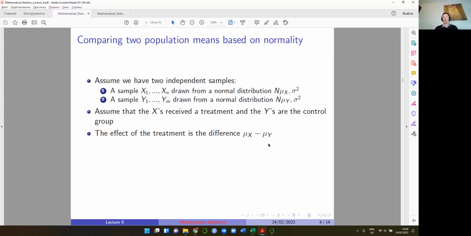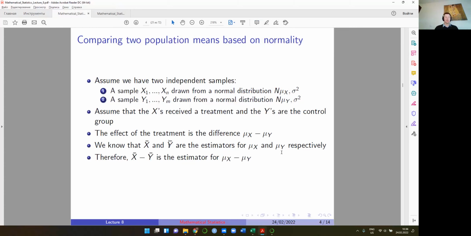Well, we know how to estimate the population mean. We know that x bar, the sample mean, is the estimator for the population mean, mu x, and y bar is the estimator for mu y, right? So therefore, we can estimate this difference with the help of this estimator, which is a difference between sample averages, sample average x minus sample average y.